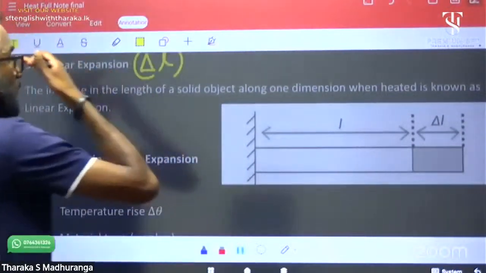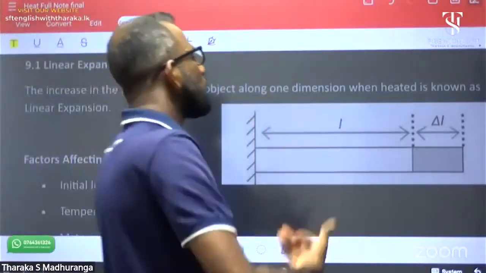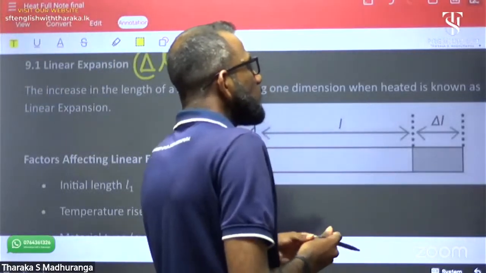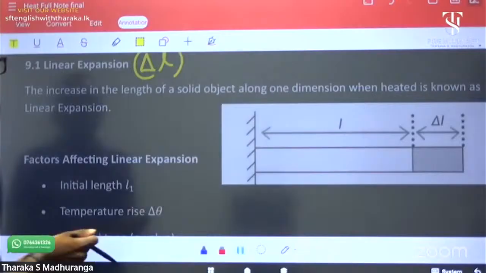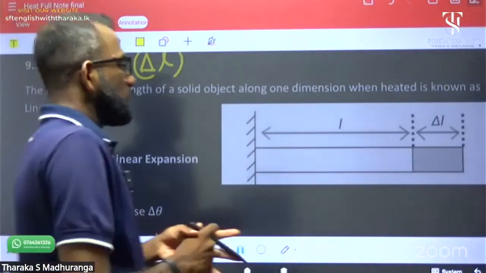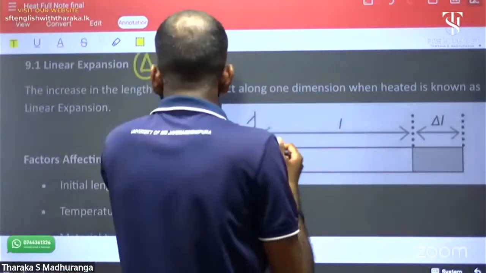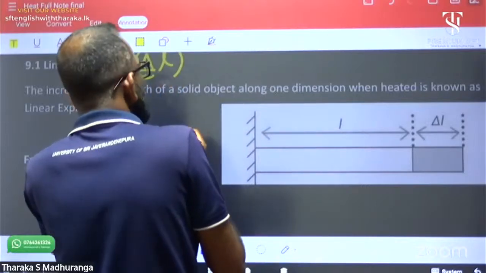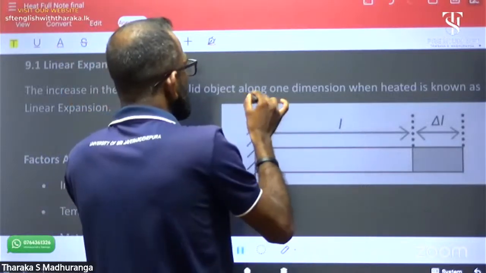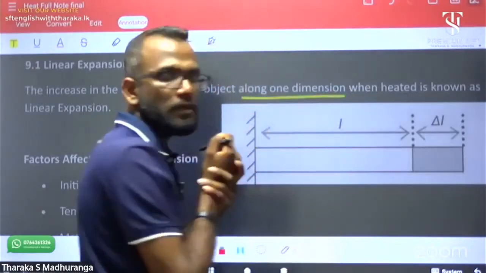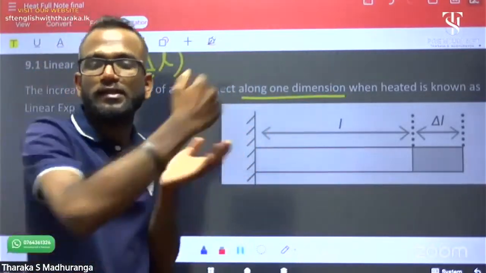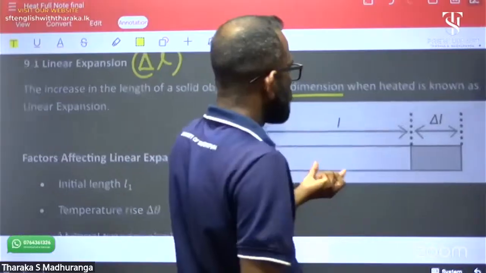The increase in the length of a solid object along one dimension when heated is known as linear expansion. While heating, the length of any solid object increases along one dimension. One dimension, only length. Okay, that's the actual story.